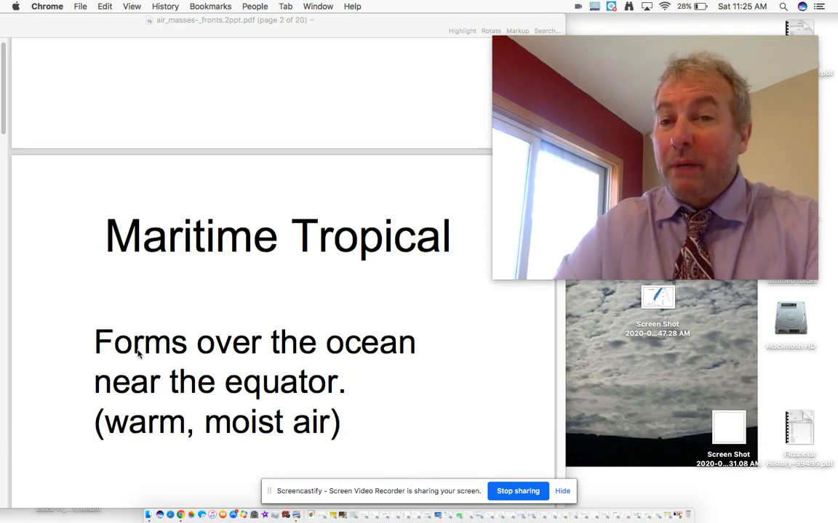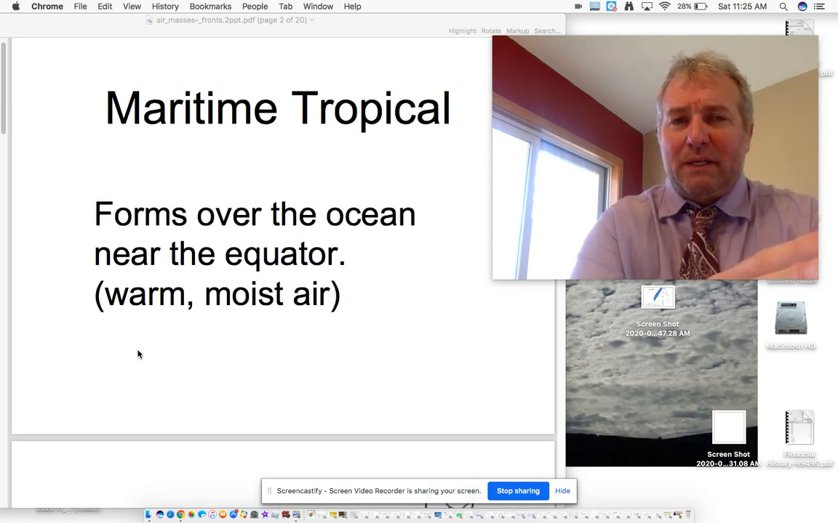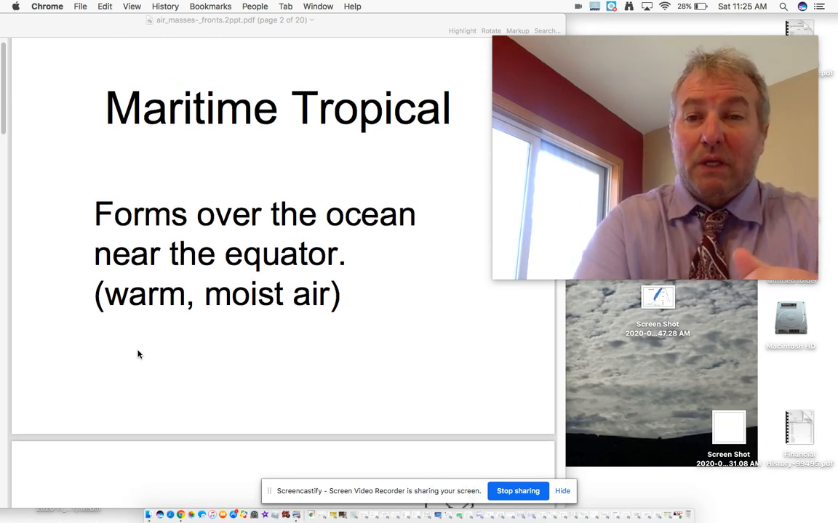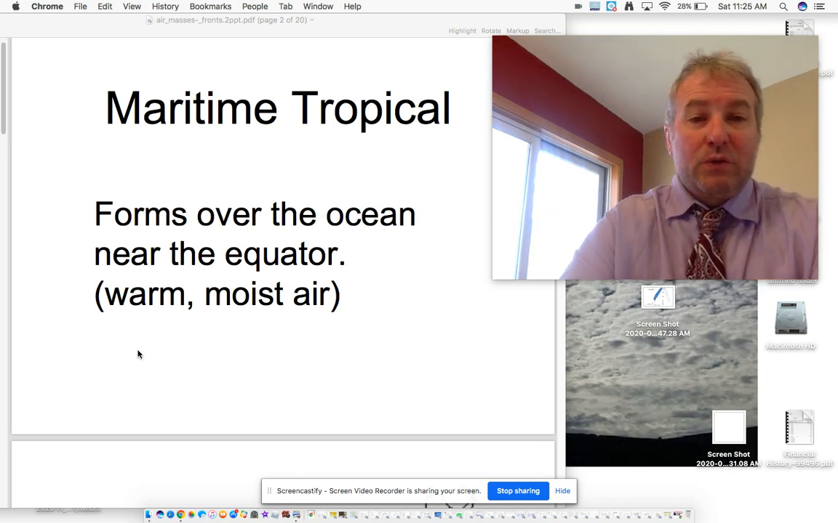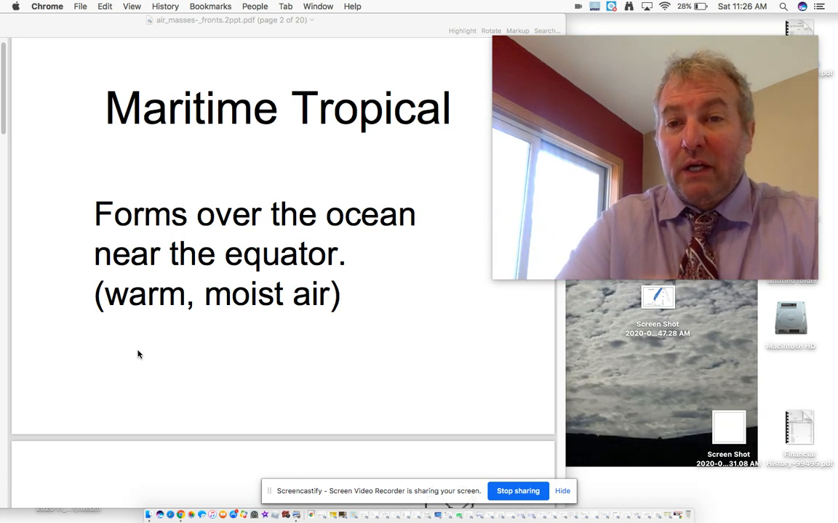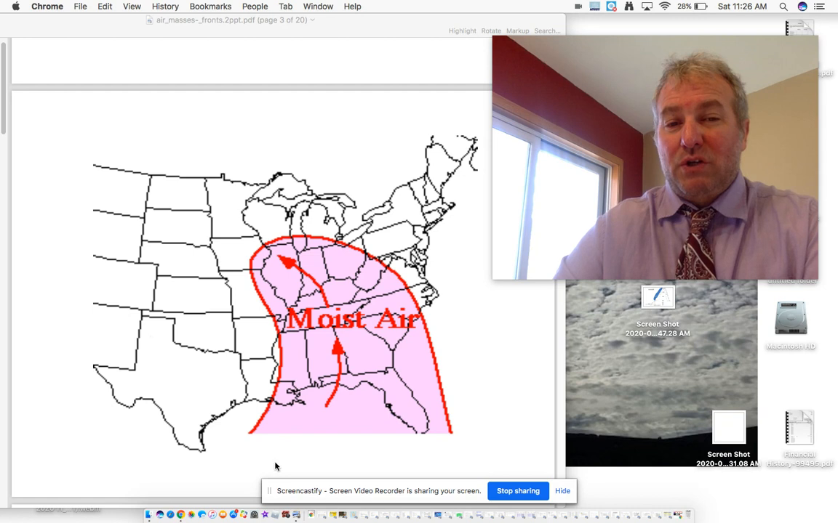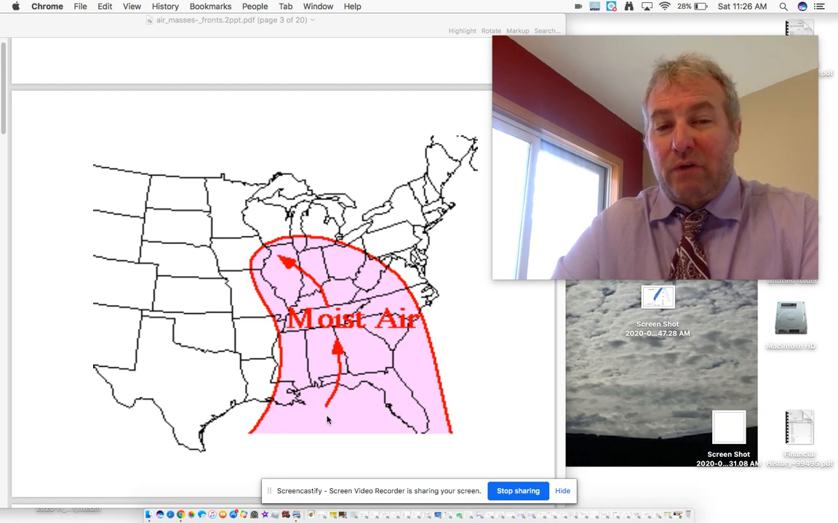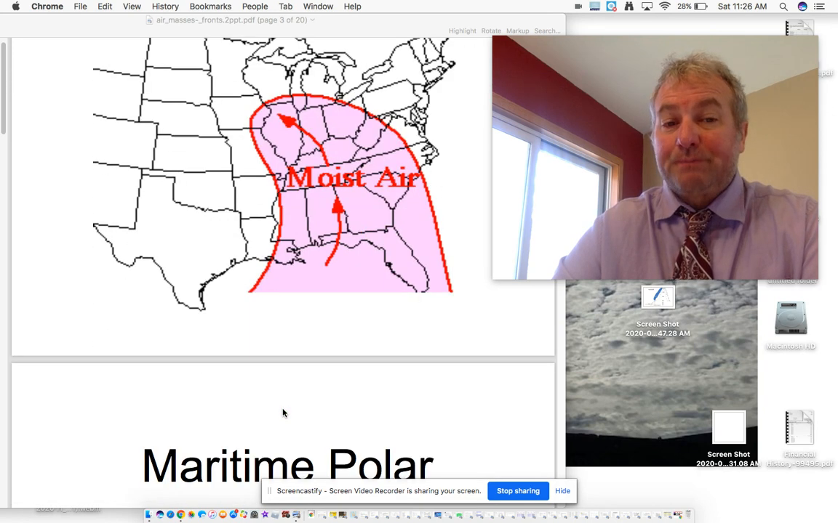One of those is a maritime tropical. Maritime means water or wet, and tropical is warm. So if it comes over the oceans from the equator, the conditions that the air takes on are warm and moist. Here is a picture of the Gulf, where air forms someplace that is wet and warm, creating that maritime tropical air mass.